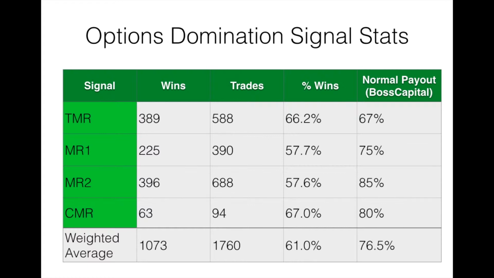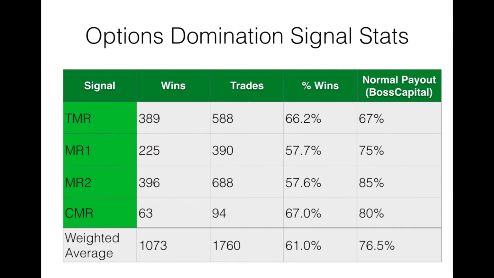So these are four different types of signals that they put out. I chose these ones which you can have access to at the inheritance level of Options Domination. Here I have the TMR, the MR1, MR2, and CMR. Now you can see their win rates that I've listed: 66.2, 57.7, and so on. And then payouts that are typical on Boss Capital.